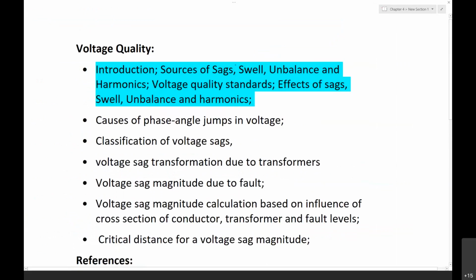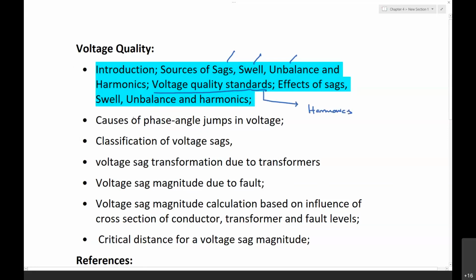Some of these things are sags. We have discussed sags and their definition, unbalance, and harmonics. Harmonics also have been discussed in the harmonics unit, including why we have harmonics in voltage. Coming back to the voltage quality standards, I've shown the standards with respect to harmonics, the IEEE 519 standard also.